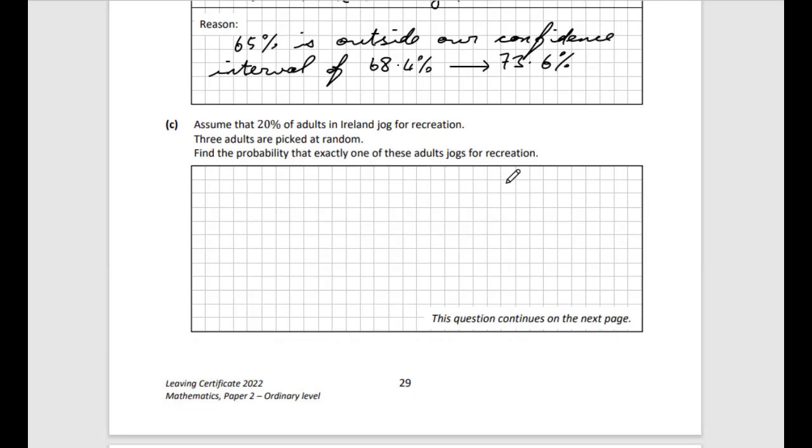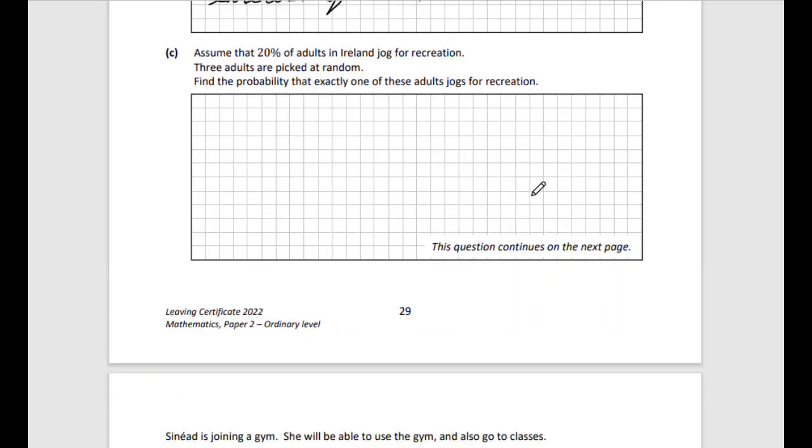Okay, so the next one then, part C, assume that 20% of adults in Ireland jog for recreation. 3 adults are picked at random. Find the probability that exactly one of these adults jog for recreation. Okay, so this is a Bernoulli trial. We've got success and failure. They either jog or they don't. There are a set number of trials, so 3 trials here. You're picking 3 people. The probability doesn't change, and so on. So this is a Bernoulli trial. So we want the probability here. We have done 3 trials.